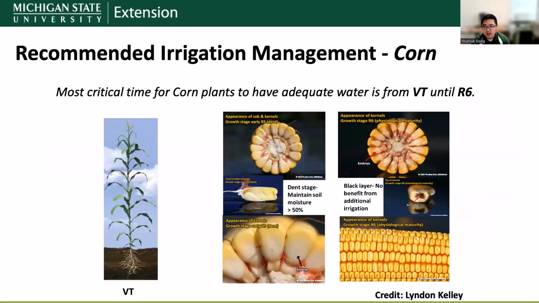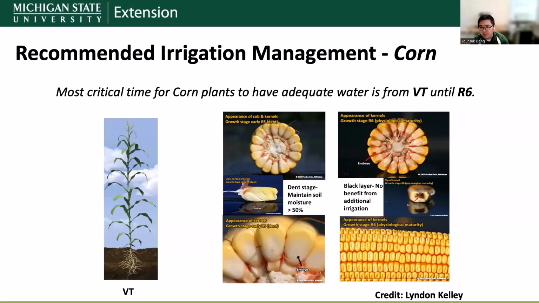The most critical time for what the corn needs for water and for irrigation is from VT until R6. VT is basically when corn develops a tassel, which begins around 9 to 10 weeks after emergence. So that's something to think about: when is your emergence stage, and from that we can estimate when the corn will be at the VT stage.